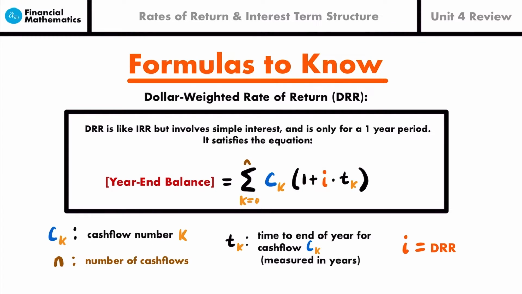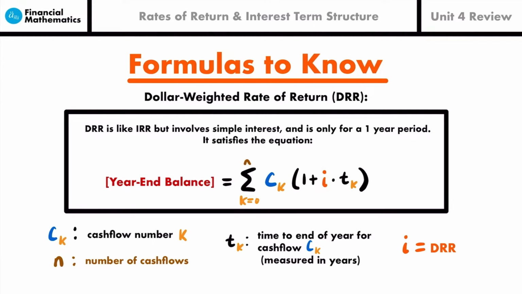All right, and it's important to remember that that accumulation factor uses a simple interest accumulation factor, right? We have 1 plus a simple interest rate, which, by the way, is the dollar-weighted rate of return, and that's being multiplied by the time that the specific cash flow needs to be accumulated for. Now, it's important to remember that that amount of time, T sub k, is the time to the end of the year for that specific cash flow, C sub k, all right? And it's going to be measured in years.